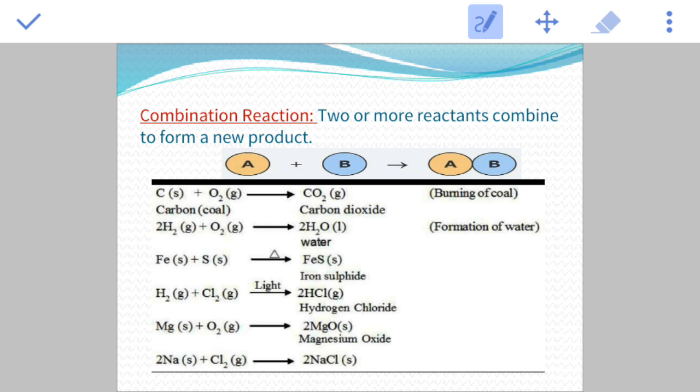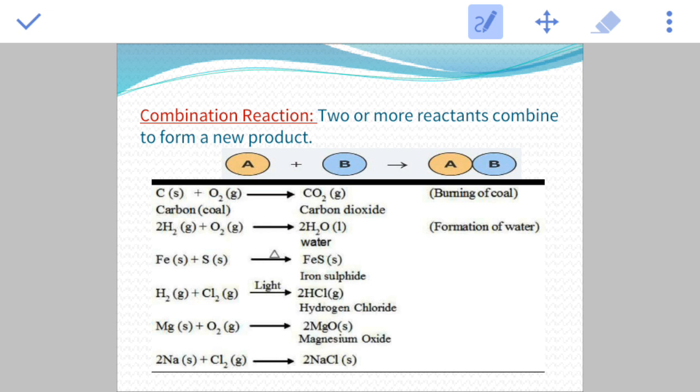In the combination reaction, from the name, it means that two or more reactants combine to form a new product. So here in the figure, the two reactants are A and B, and they form AB. AB means a new, single product is formed. Many examples are given, but in the fair notebook you have to write only two examples. The first one is burning of coal.